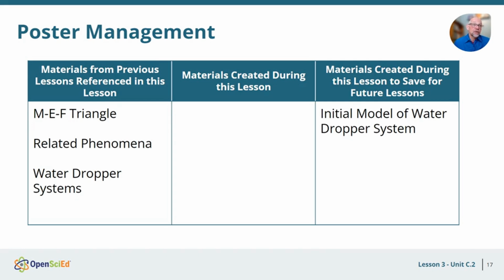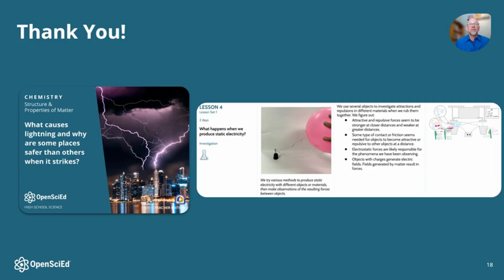For the other 3 water dropper systems you've built, carefully disassemble and store them in a safe location for next year's classes. Student initial models will be used again in lesson number 4. And that brings us to lesson 4. We recognize that static electricity is similar to what we are seeing in the water dropper system and potentially lightning. So we decide to plan some investigations around what happens when we produce static.